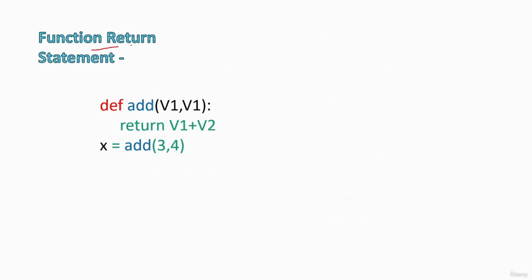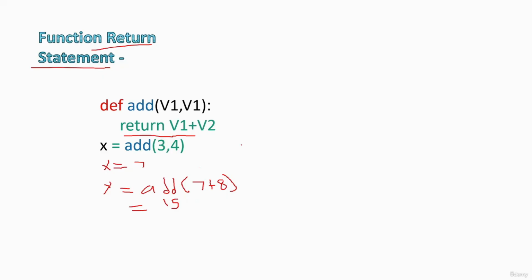Now let us take a look at the return statement. Imagine you want to store the output produced by a function in a variable, then we can use the return keyword. In this example, we are passing v1 and v2 as arguments, then calling the function add by passing values 3 and 4. Then the sum will be stored within x. Here x will be equal to 7. Again I am running this function, y equals add. I am passing a different set of values. Now y will be equal to 50.